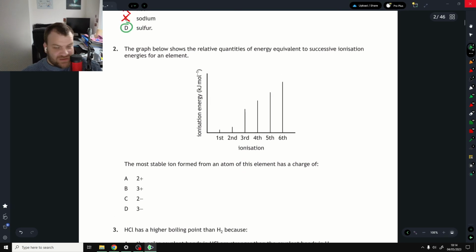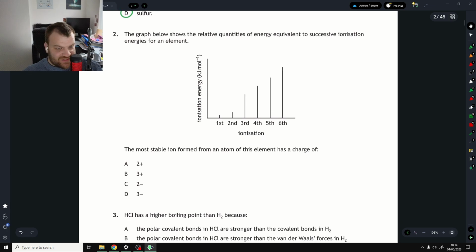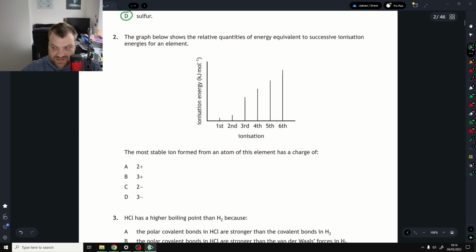Next question, we are asked about successive ionization energies for an element, and we want to figure out the most stable ion formed by this atom. What stands out to me is that the first two ionization energies are pretty close, and then the third one is a lot higher. This would mean this is from an inner shell. Inner shell will be held more tightly, it will require more energy to take away.